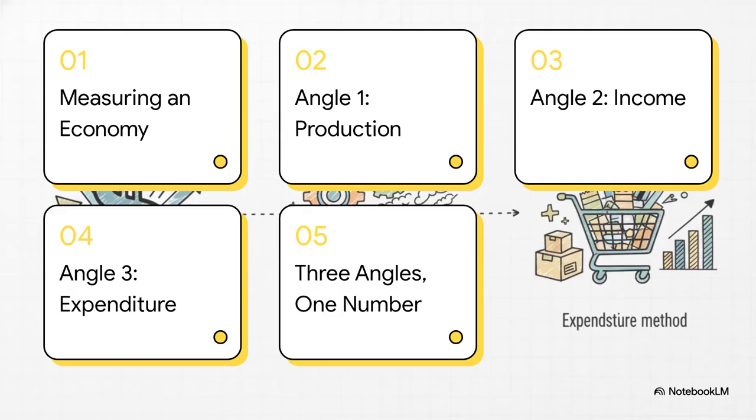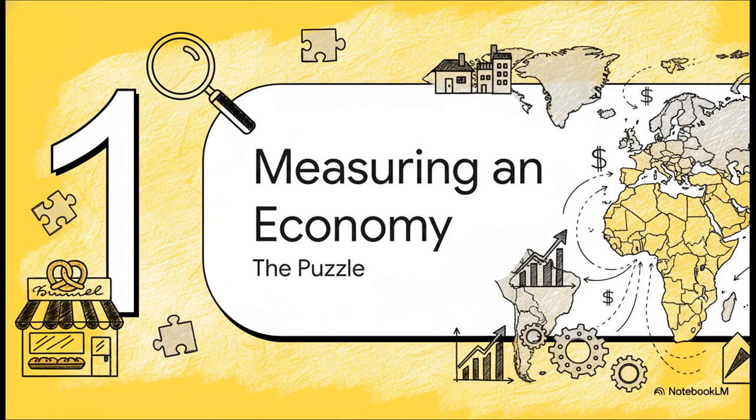So that's what we're going to break down here. We'll start with the puzzle itself. Then we'll dig into each of those three angles: what a country makes, what its people earn, and what everyone spends. And then at the end, we'll see how these three different views kind of magically end up at the very same number. All right, let's do it. We're scaling up from our friendly little bakery to the huge complexity of an entire nation. How do we solve that puzzle? Let's get into the first angle.